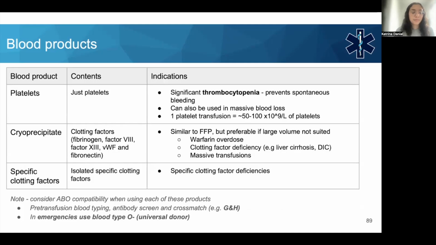Okay, then we have platelets. That's if the patient has significant thrombocytopenia, because that puts them at an increased risk of spontaneous bleeding. Can also be given in your massive blood loss.